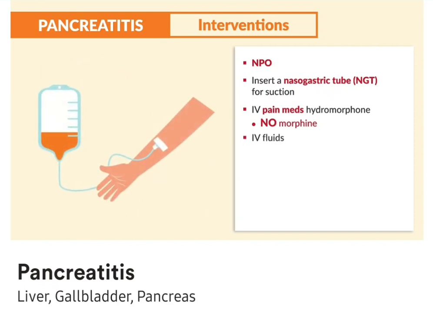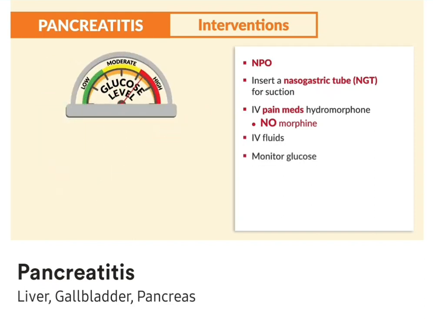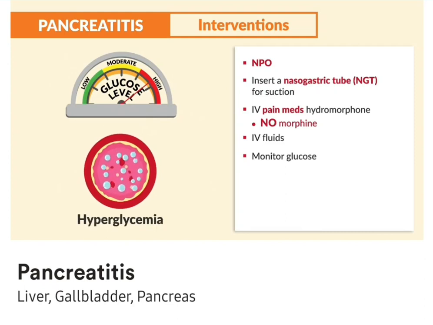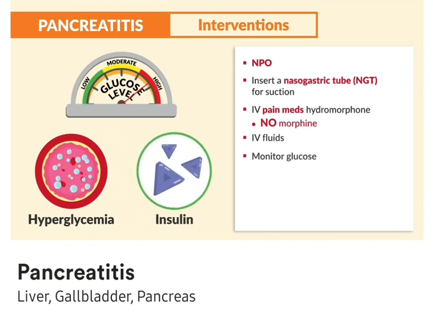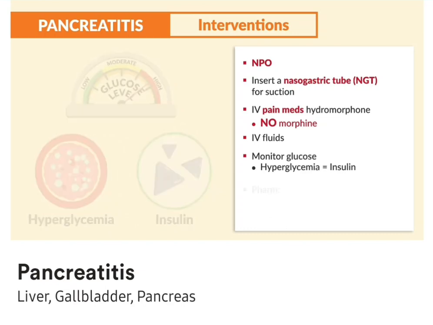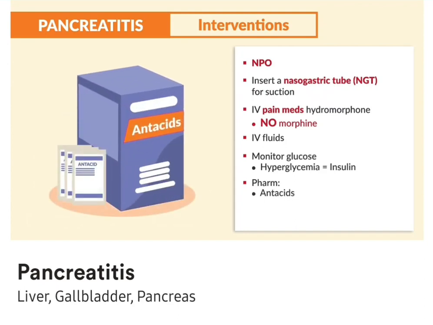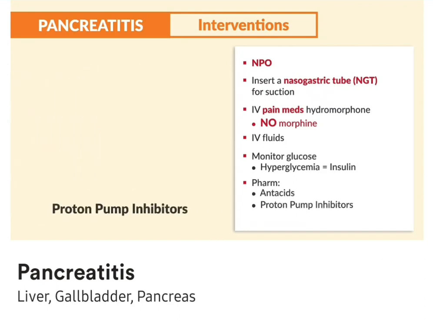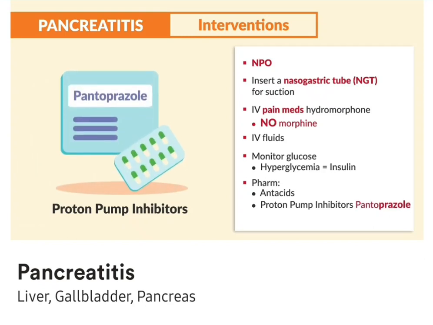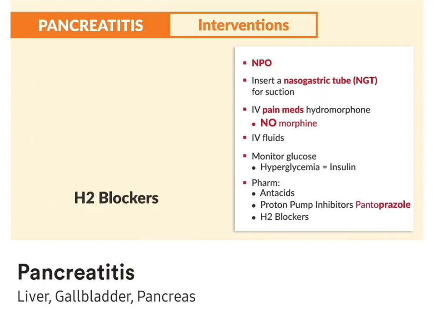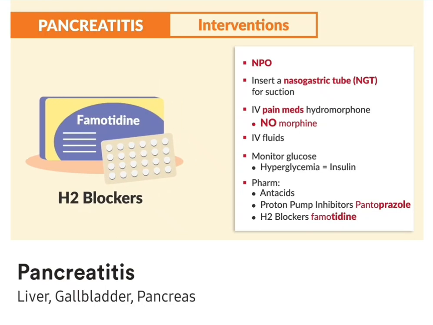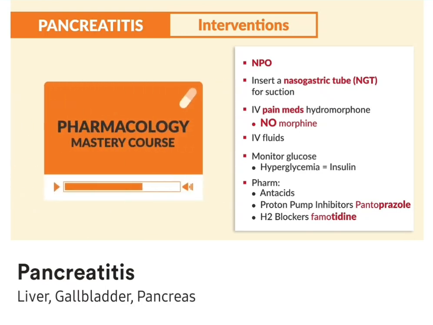Next, we use IV fluids, and we also monitor glucose, specifically for hyperglycemia. Remember, the pancreas is having trouble here, so it can't release insulin. So we end up with hyperglycemia, and the patient may have to go on insulin momentarily. Now for pharmacology, we use the acid reducers here. So antacids, proton pump inhibitors, those end in prazole like pantoprazole, and H2 blockers like famotidine, which we cover in full detail in our pharmacology course.